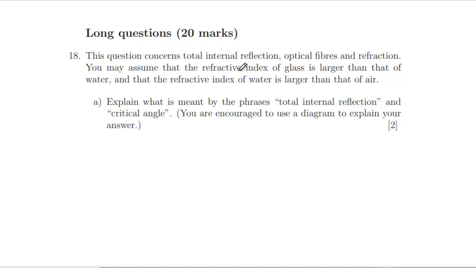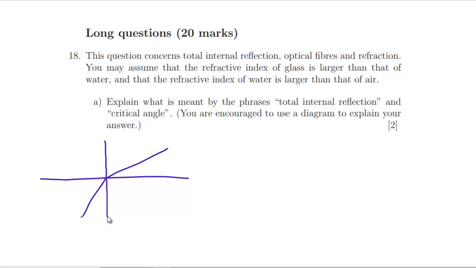So we can assume the refractive index of glass is larger than that of water, and of water is larger than that of air. Okay, fair enough. Explain what is meant by the phrases total internal reflection and critical angle. You are encouraged to use a diagram to explain your answer. Right, so I might even use two diagrams, although two pictures in one diagram. Maybe that's what we're thinking about here.